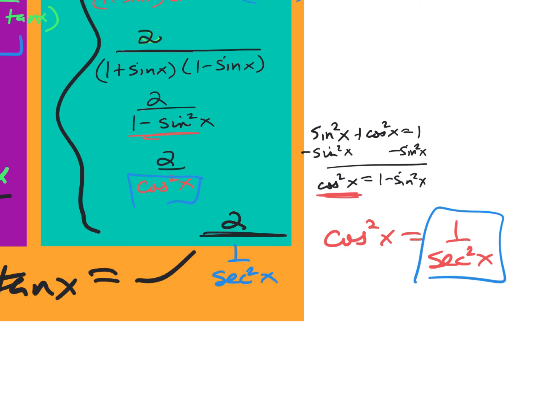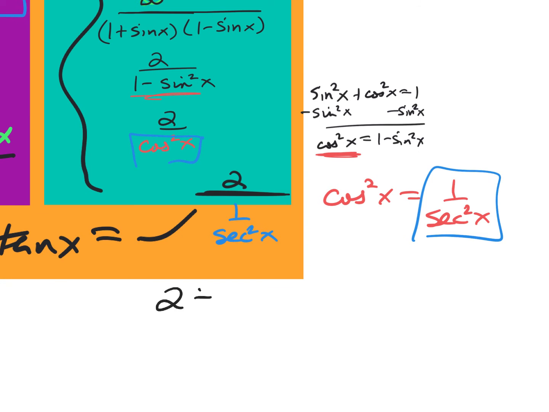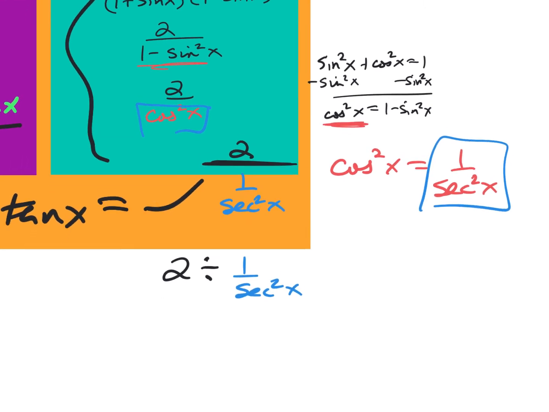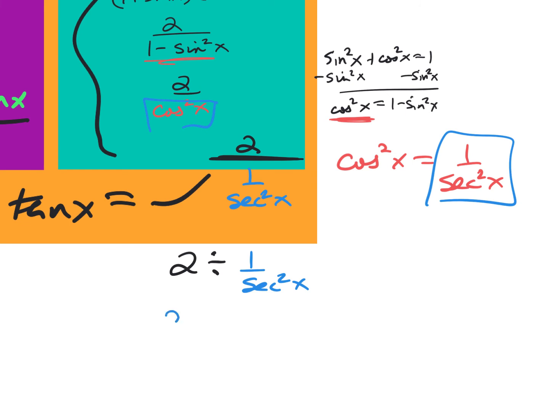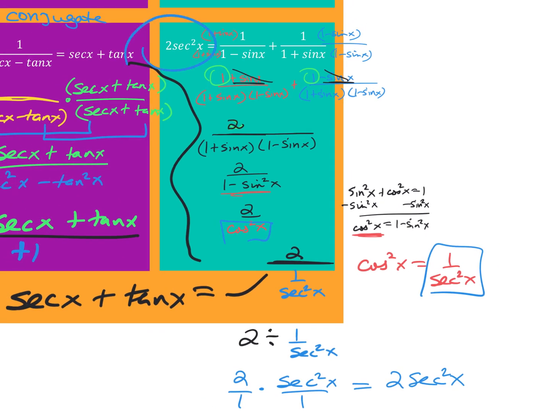And again, this black fraction bar means division. So really what we're doing is 2 divided by 1 over secant squared x. And again, you're going to get to the habit where you don't need to show this division. You're just going to know you're going to flip that bottom upside down and put it up at the top. So this really becomes 2 over 1 times secant squared x over 1. And then when I multiply it, 2 times secant squared x. And if you notice, that's what the left side had. So it verified.